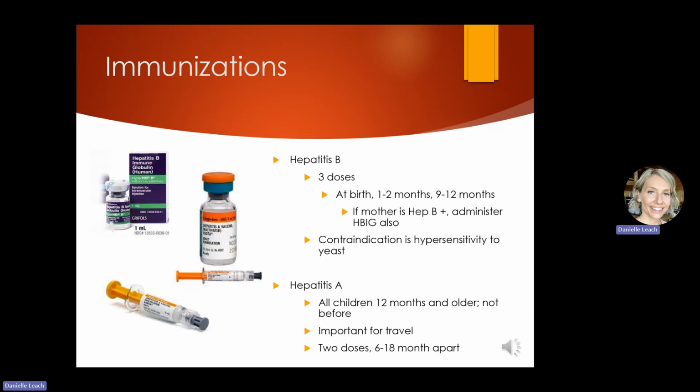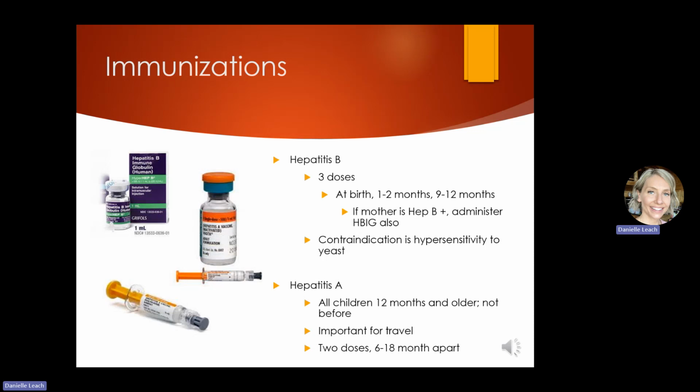we also give hepatitis B immune globulin, which is the HBIG on your screen. So the immune globulin helps to prevent infection when someone is exposed to a certain disease. If a dose is missed, the series doesn't have to be restarted. It can just be continued. There is one specific contraindication. It's a hypersensitivity to yeast.